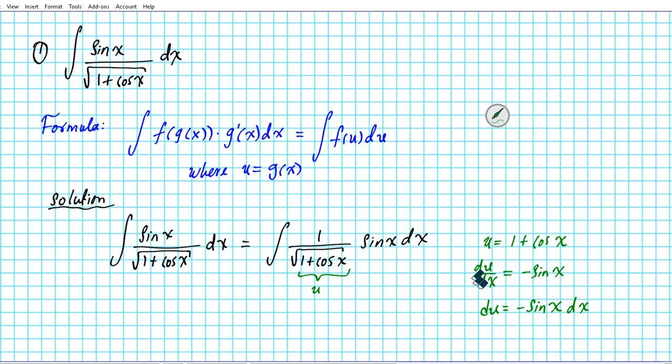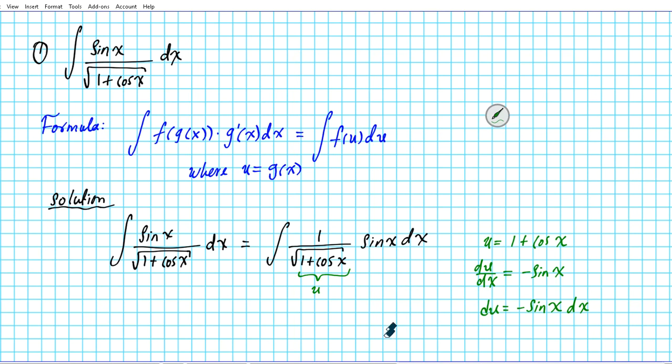You don't have to do this intermediate step. You can just jump from u to du equals negative sine x dx. This step is just to show you exactly what's going on. So now we know what du is. du is negative sine x dx, and we have this other portion right here.